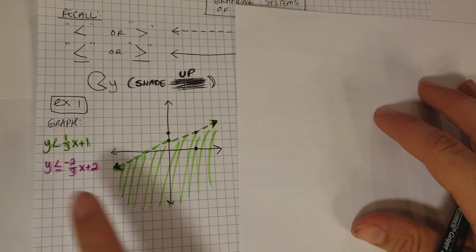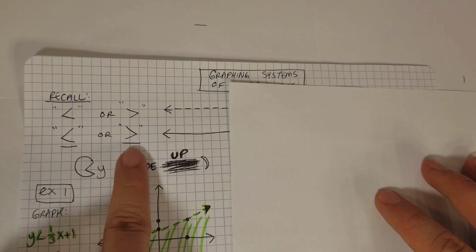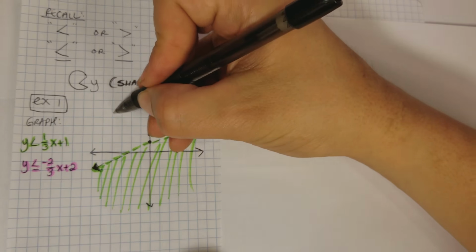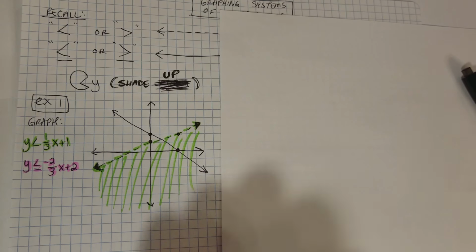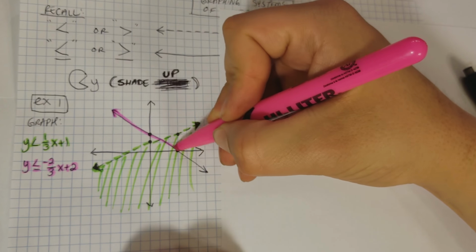Before I connect them, is it going to be solid or dashed? If you look at the little line under it, that means we're going to have a solid line. So connect it with a solid line. So let's do that. I'm going to go ahead and color it. So this is supposed to be pertaining to the pink line.